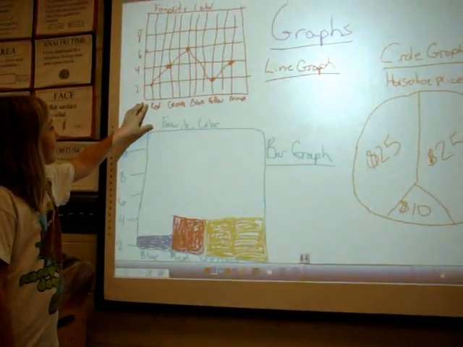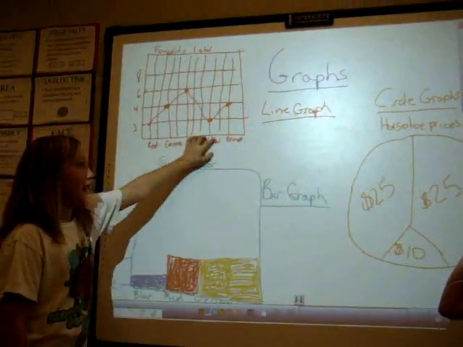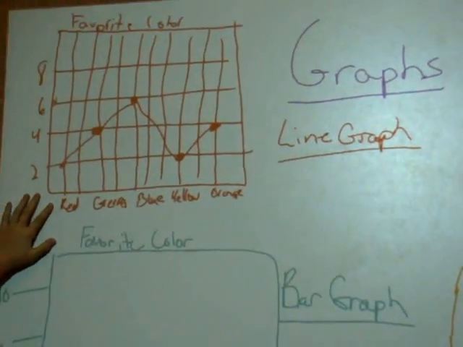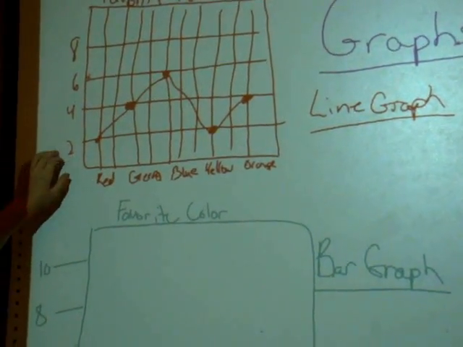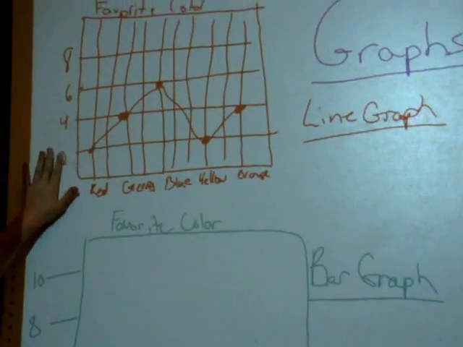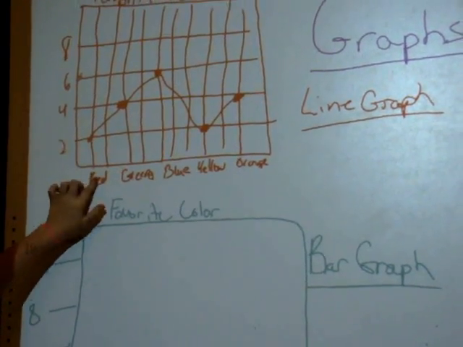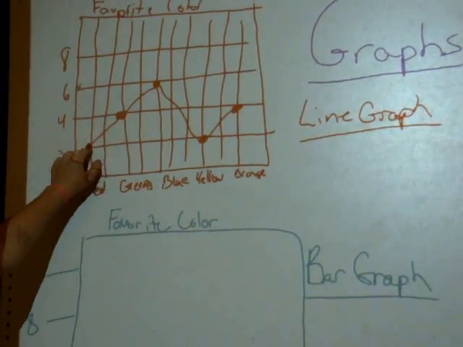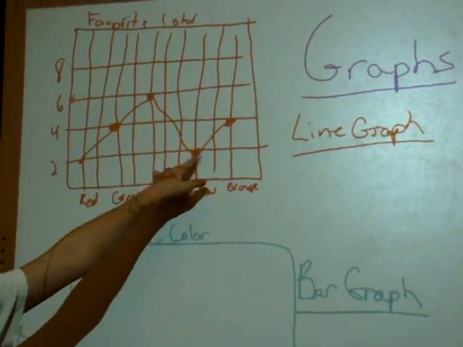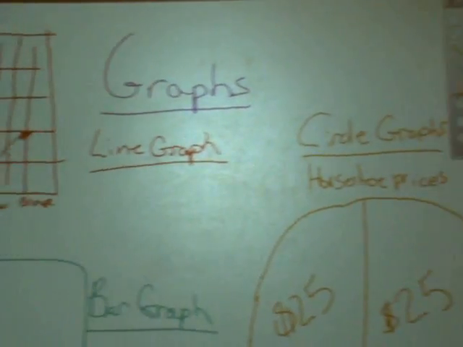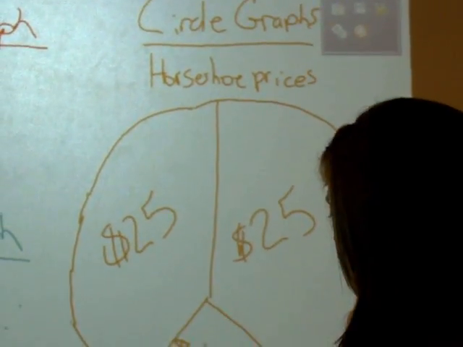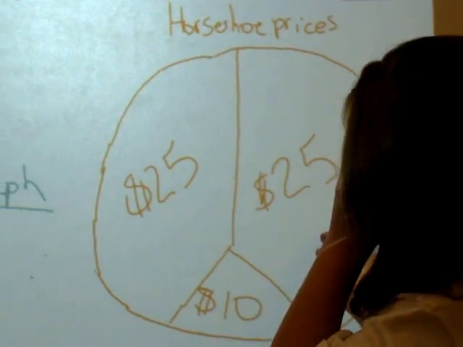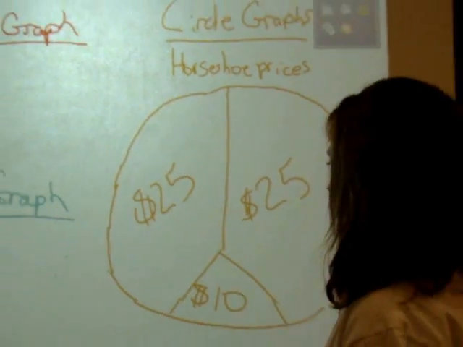The second graph we would like to show you is called a line graph. It has a title, which is favorite color, and those little lines also. This one, you go up from the color, you plot your data, and then connect it with lines. This is called a circle graph. You plot out how many pieces of it you need, and then you write what you need to write in the pieces.